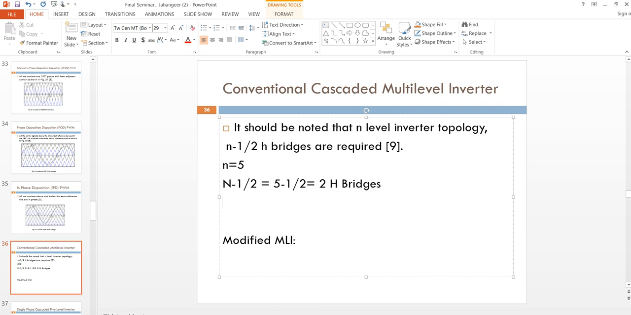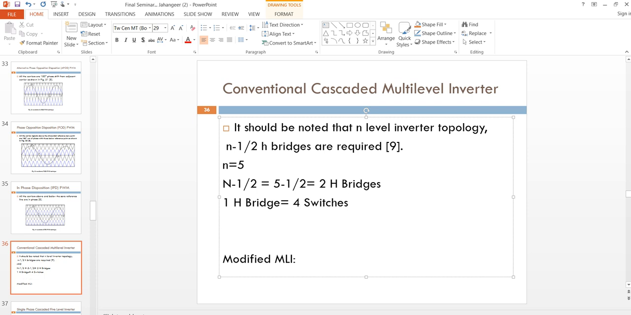And we know that in 1 H bridge, there are 4 switches. So for 5 level, you require 2 H bridges, and in each bridge there are 4 switches. So together you need 8 switches to implement a conventional cascaded 5-level multi-level inverter. So this point should be clear.